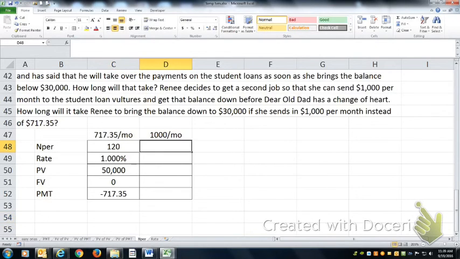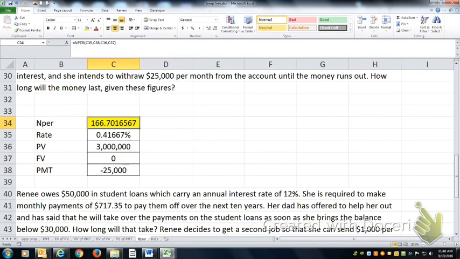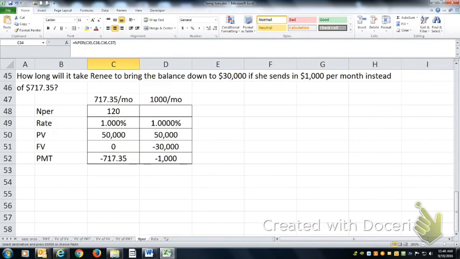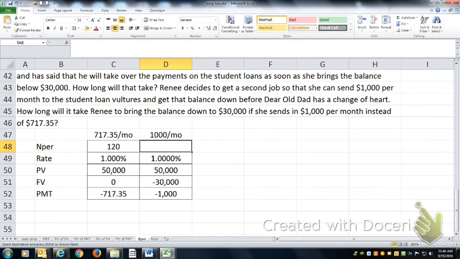All right. So right now, we want to know how long it'll take if the interest rate's still 1% per month, and she owes $50,000. If she sends them $1,000 up until the time when her dad can make a $30,000 balloon payment, or a single payment at the end of the period, how long is that going to take? And solving for the number of periods, it's 33 months, a little less than 3 years.